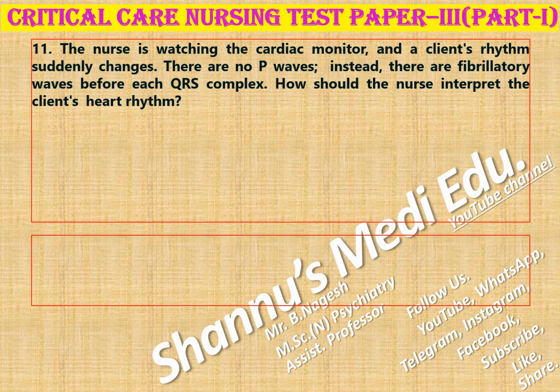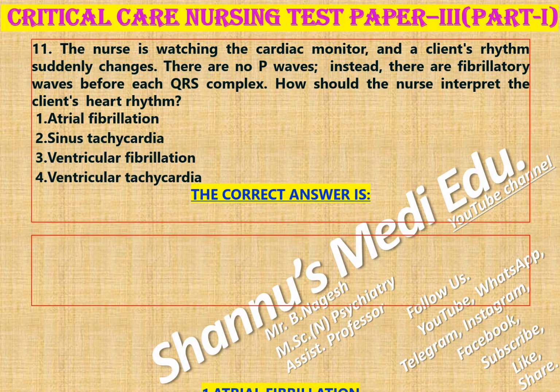The 11th question: the nurse is watching the cardiac monitor and the client's rhythm suddenly changes. There is no P wave, and there are fibrillatory waves before each QRS complex. How should the nurse interpret the client's heart rhythm? The correct answer is atrial fibrillation.